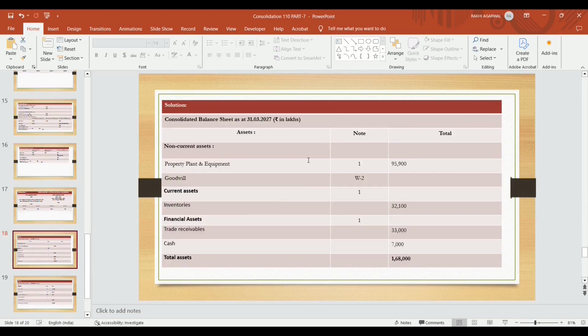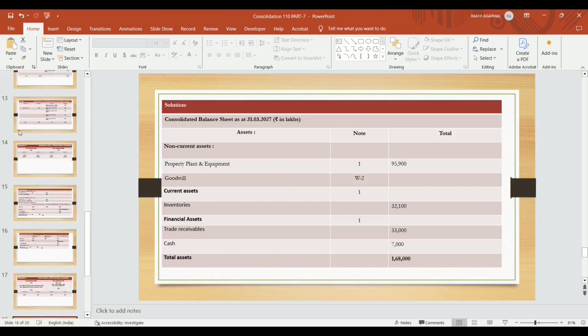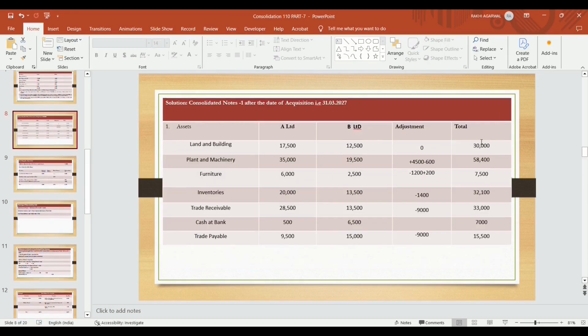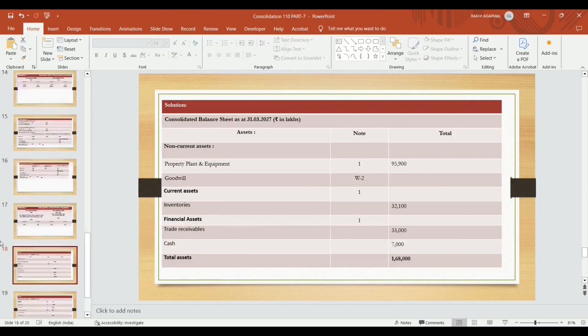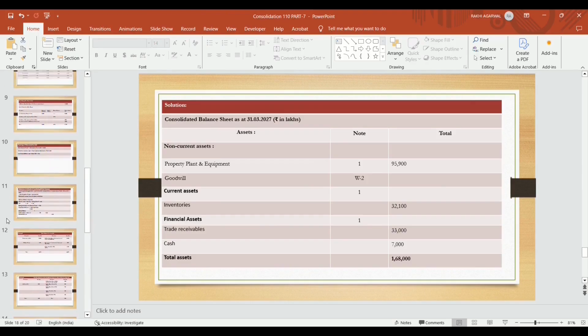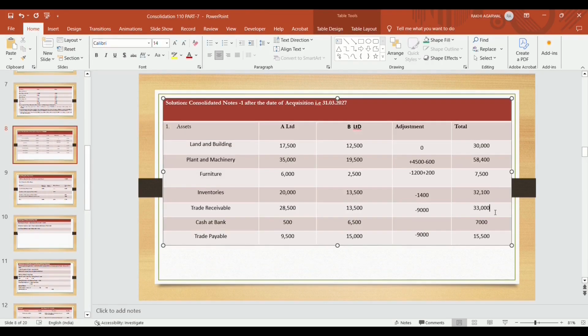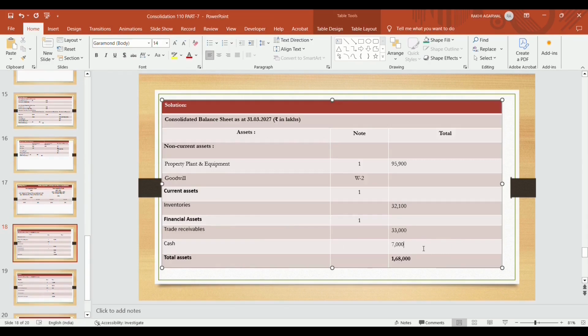Now we will prepare the consolidated balance sheet. Property, plant and equipment is 95,900. How is it calculated? It is all the assets, that is 30,000 plus 58,400 plus 7,500, so it becomes 95,900. Now goodwill is not there. Inventories become 32,100 as given in the note. Trade receivables become 33,000 and cash and bank becomes 7,000.